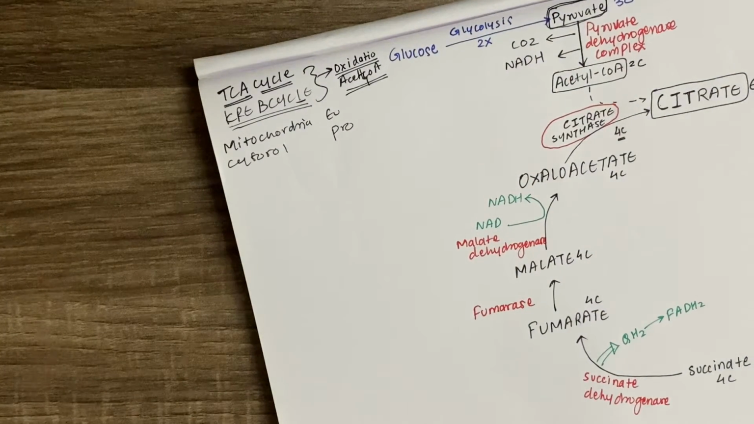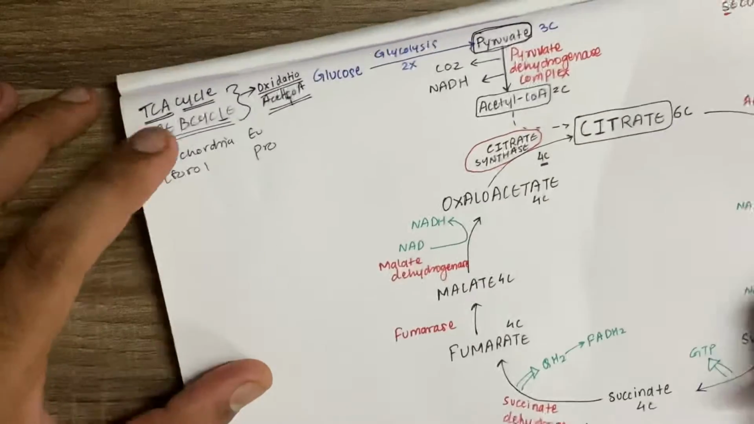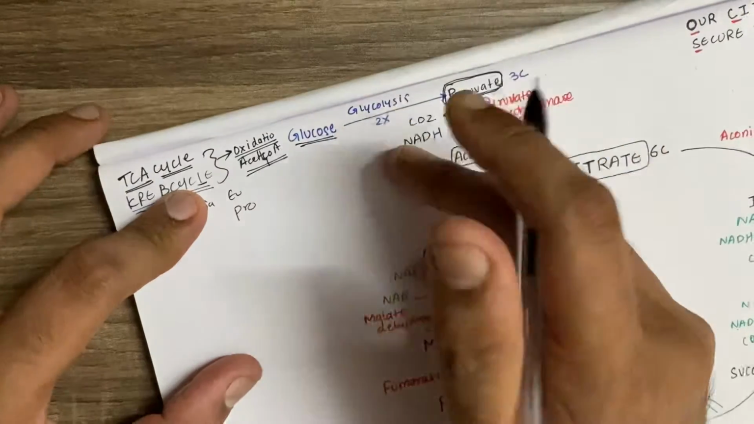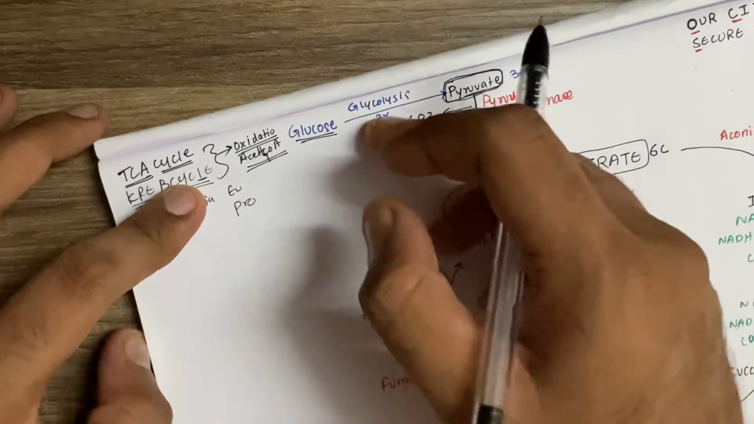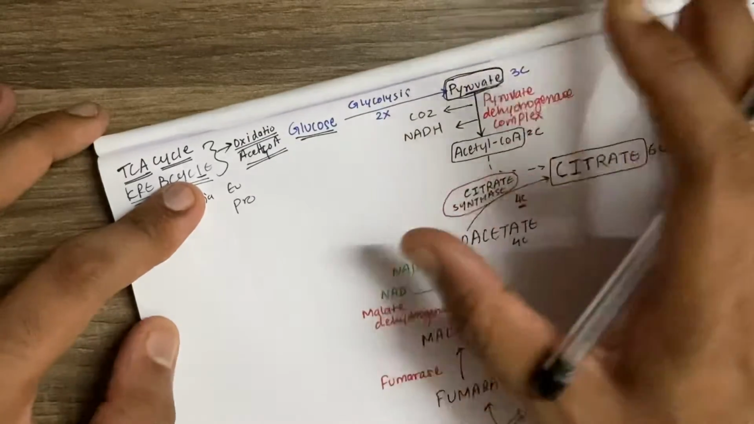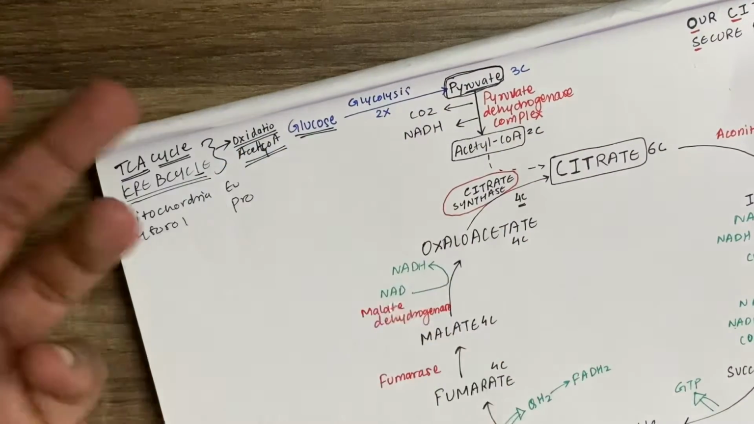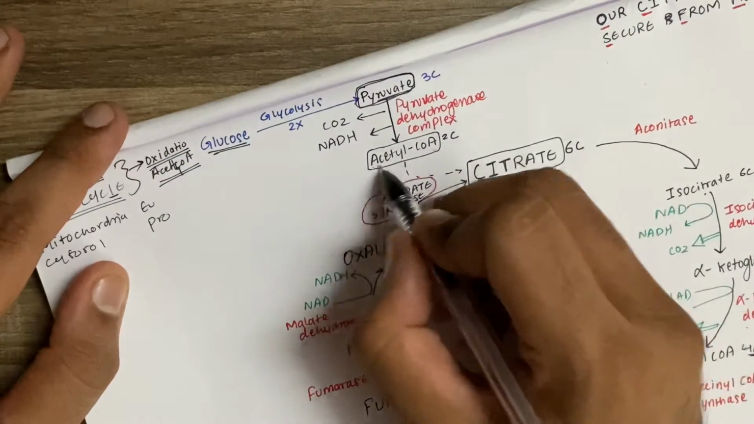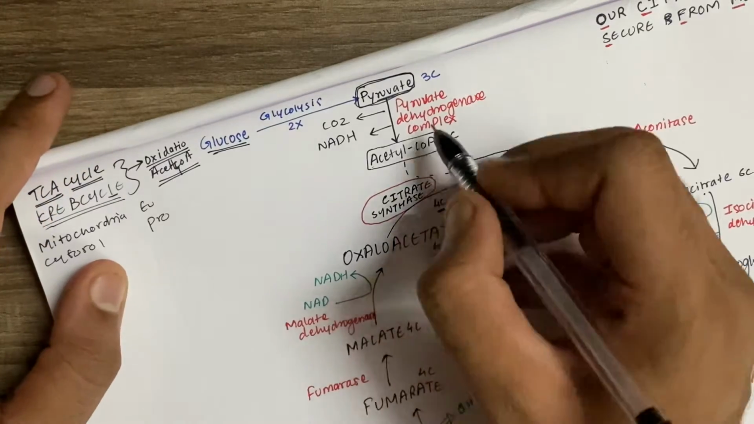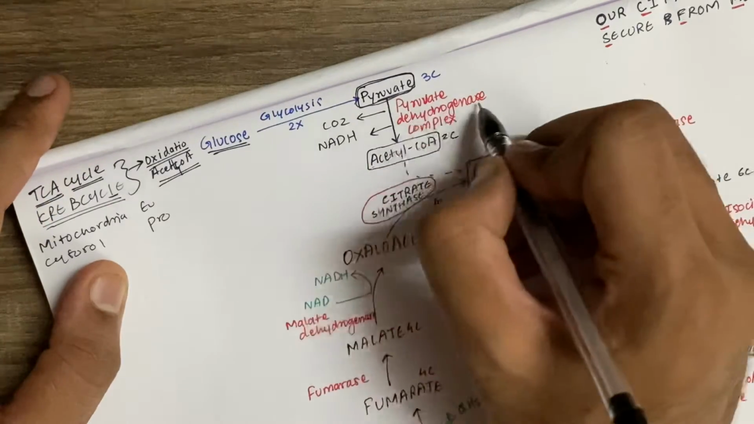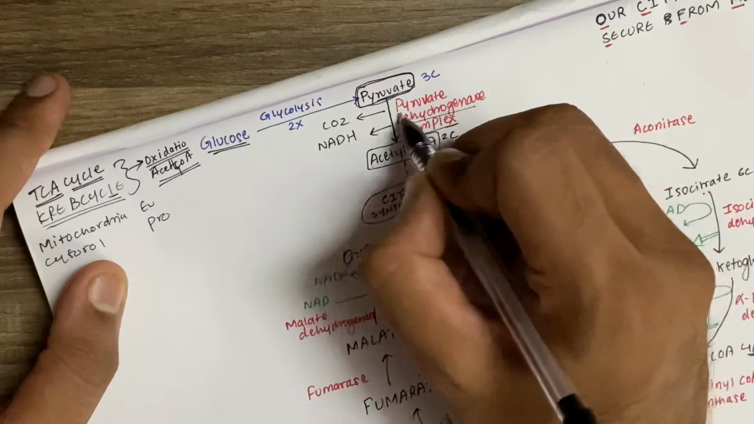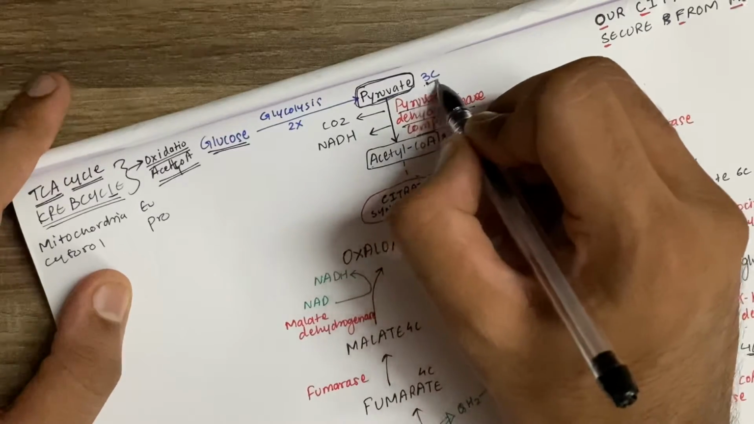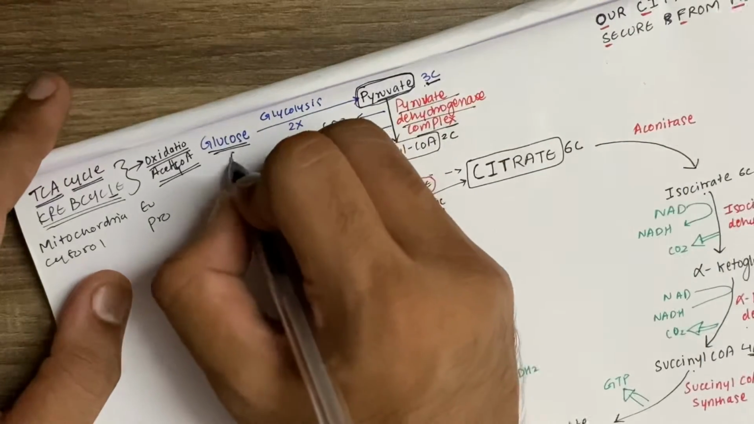So let's see what the steps are. The free molecule of glucose is converted into pyruvate, which is done by glycolysis, a process that takes place before the TCA cycle. Pyruvate is converted into acetyl coenzyme A under the influence of the enzyme pyruvate dehydrogenase complex. Pyruvate is a 3-carbon molecule, and glucose is 6-carbon.